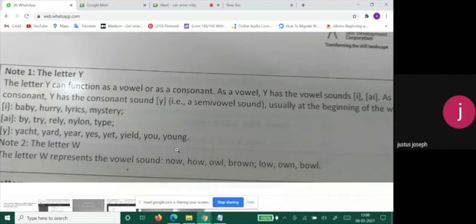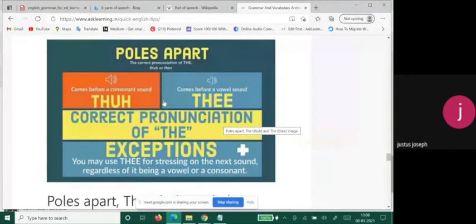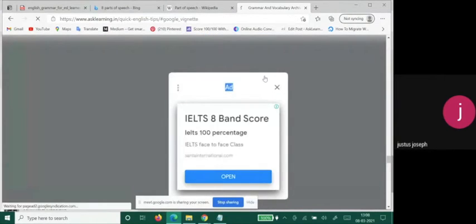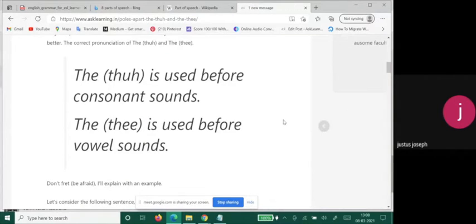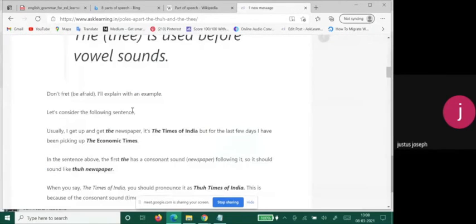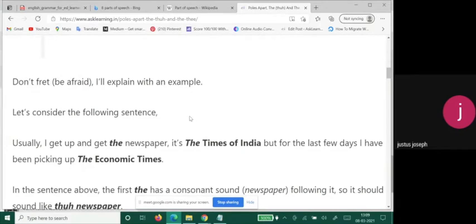This is generally not taught at school level, but when you go to college level, advanced level, that is when people are taught this. Okay, the pronunciation of the and the, let's finish this one also. Somebody had asked this as a doubt. The is used before consonant sounds. The is used before vowel sounds. Look at this sentence: I usually get up and get newspaper. Is it a vowel sound? No, consonant. So which sound should come?